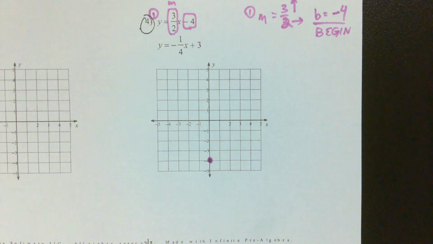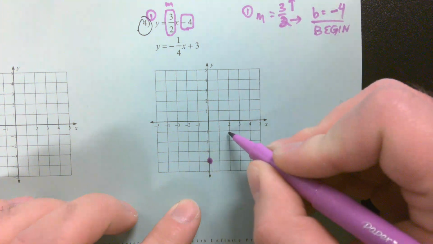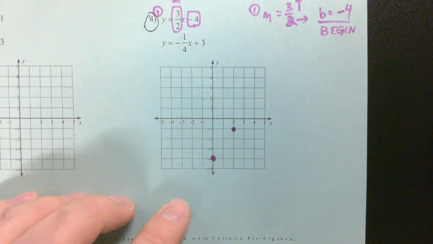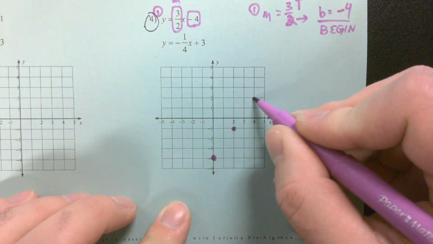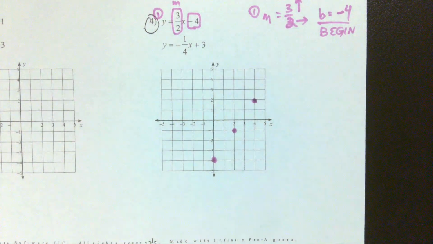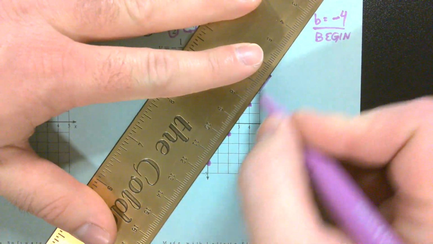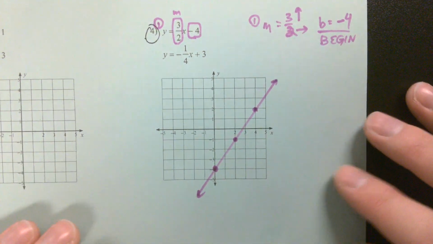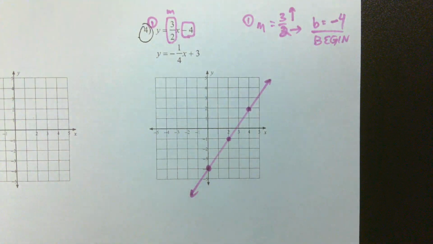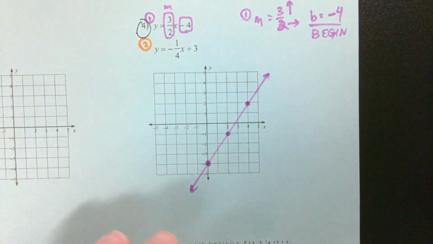And then we follow the pattern we get from our slope. 3 spaces up, 2 spaces to the right. 1, 2, 3, up, 1, 2 to the right. Make our second dot. 1, 2, 3 spaces up, 1, 2 spaces to the right, and we have another dot. All we got to do is connect these 3 dots to make a nice straight line, like so. Now we got to find where this second equation intersects that purple line.